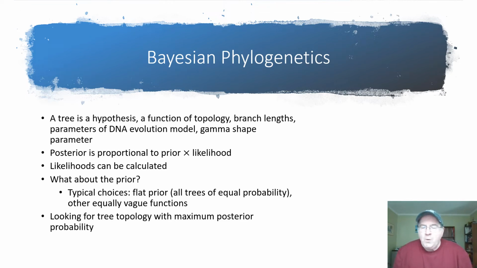So what we're looking for is to find the tree. I shouldn't have said topology, because it's not only topology we're after. We're looking for the tree and all of its subsidiary hypotheses that has the maximum posterior probability. That's the quest that we have.